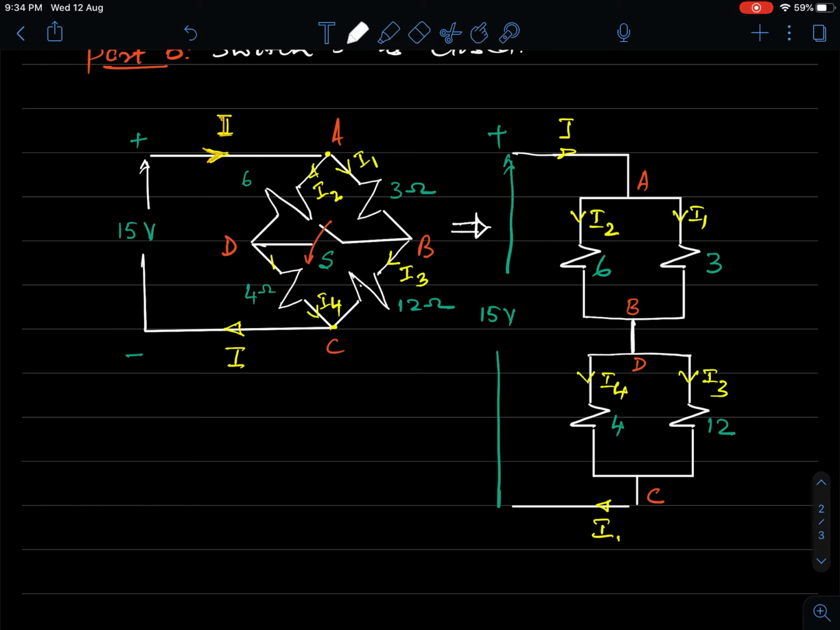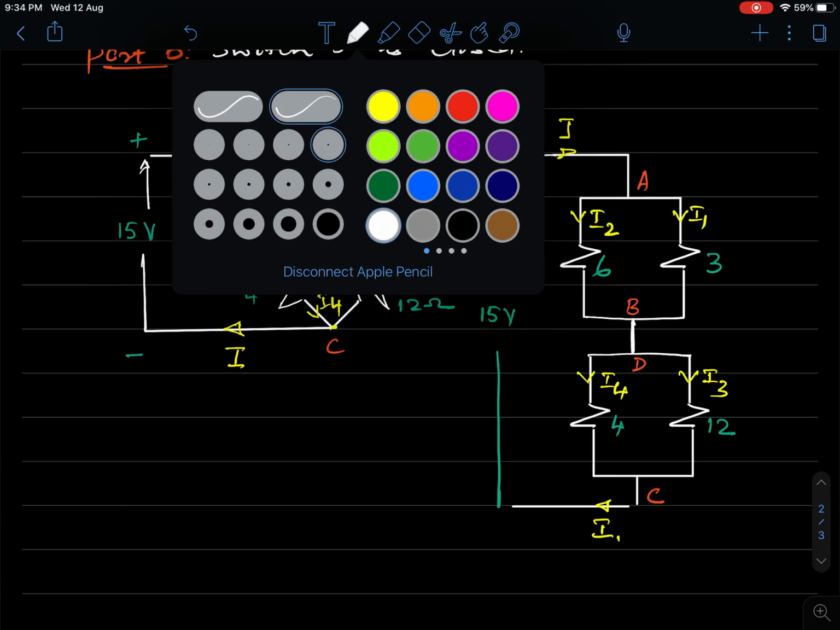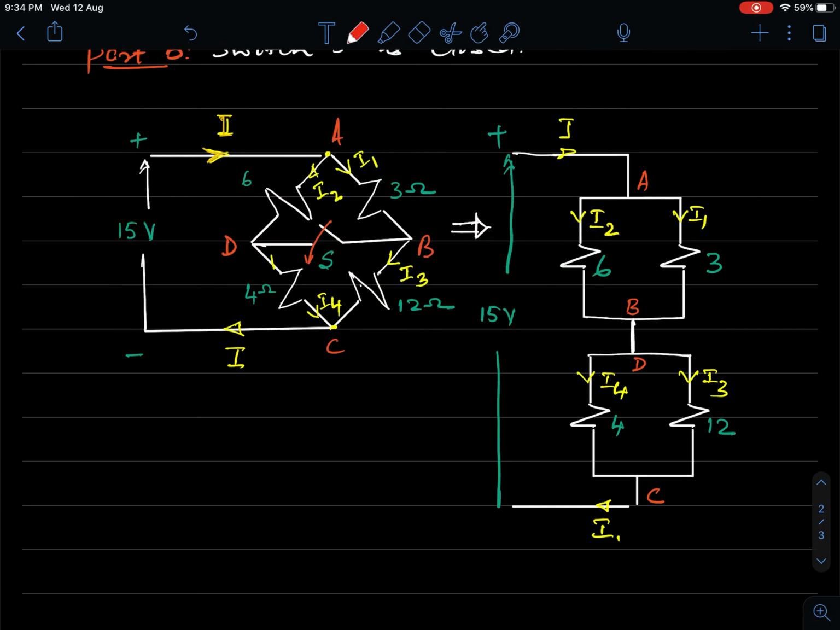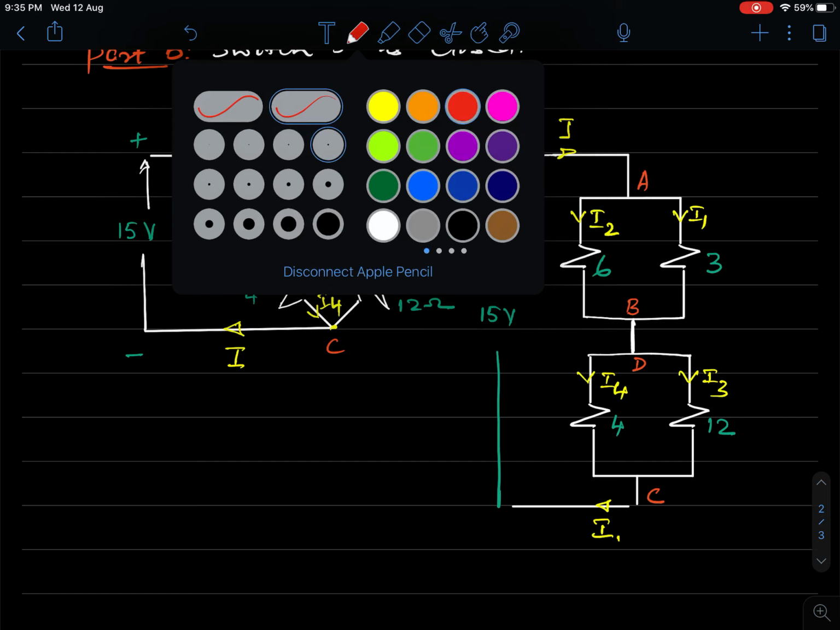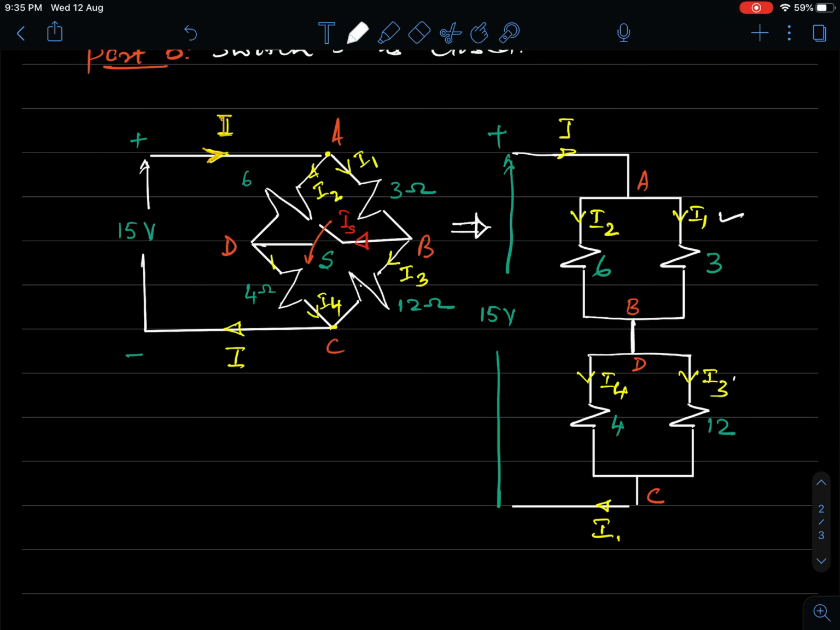Now, how to determine our I1 and I3? Why are we interested in I1 and I3? Because we are interested in knowing the current through the switch. Current through the switch is essentially the difference between I1 and I3. This is my I suffix S. So I need to somehow get this particular current I1 and also I3.